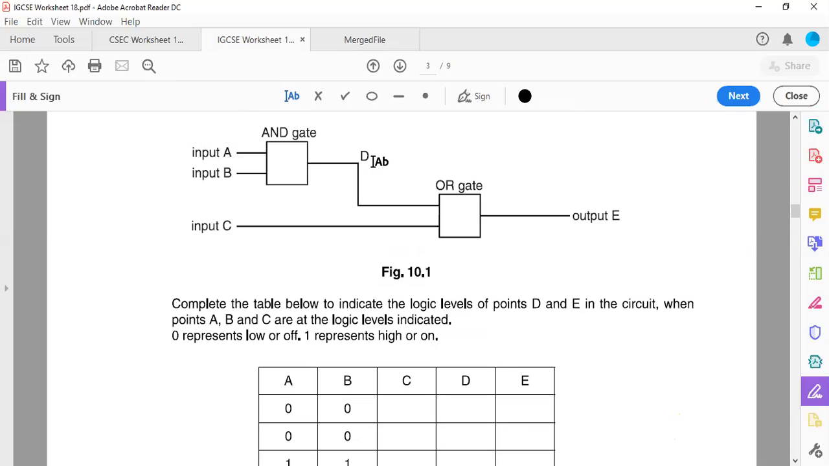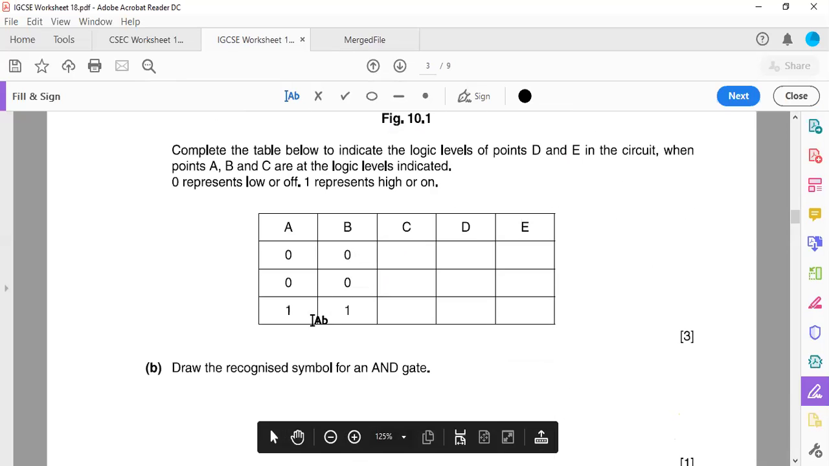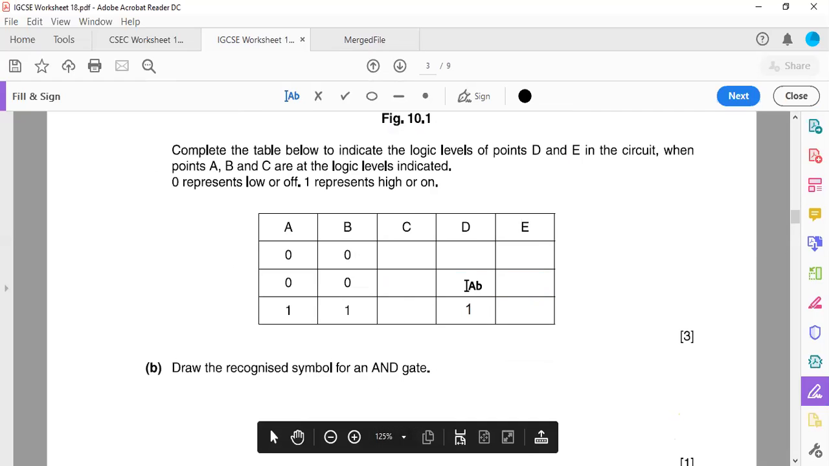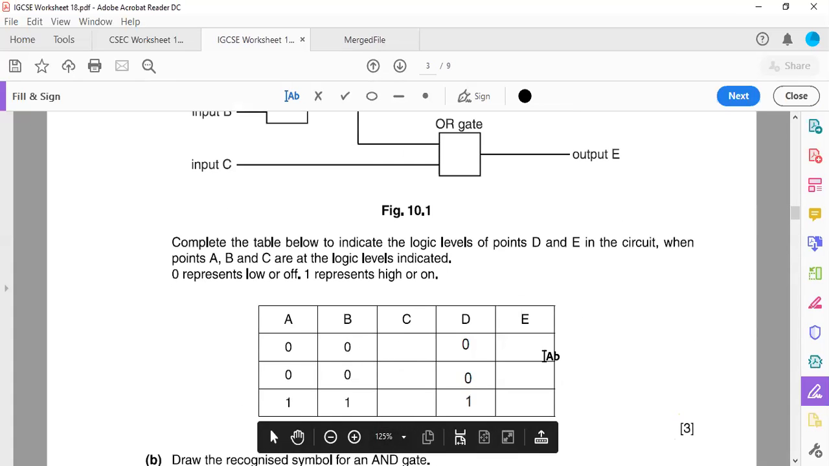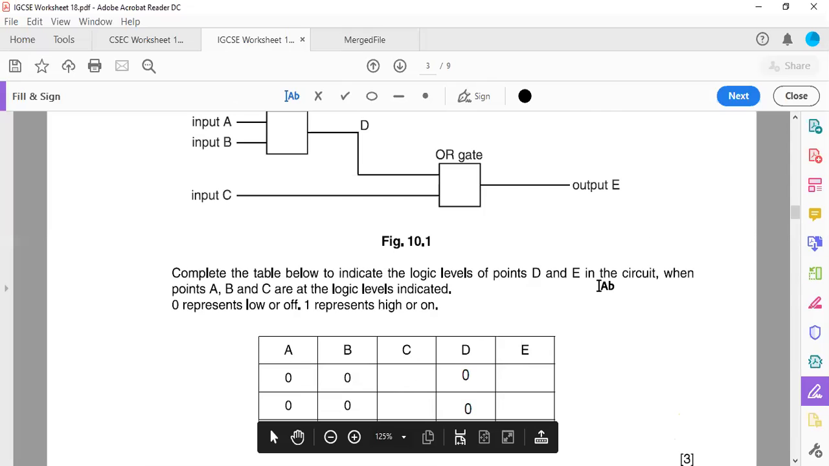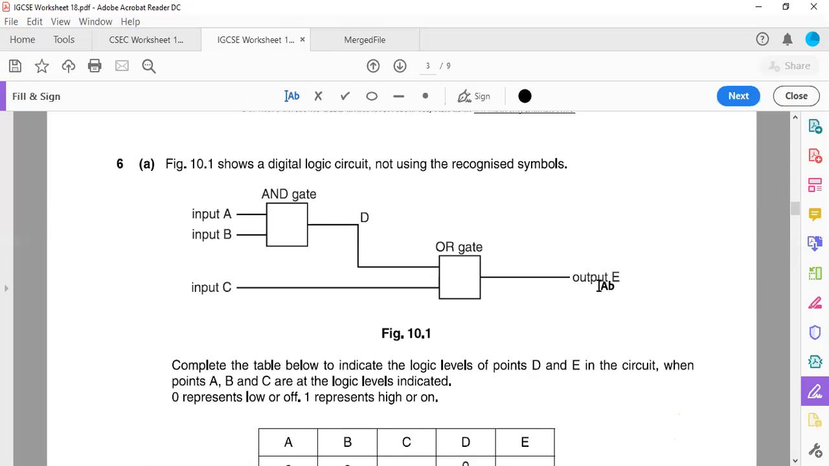For D, your output is D, between A and B. So between A and B, which one is 1 here? This row. So you're going to have 1 for this row here. Every other row is going to be 0 because the other inputs are 0. See that? A and B is 1. Both inputs must be 1 in order for the output to be 1 because it is an AND gate. Everybody else is 0, so you put 0 here. As for D, we're going to do E. Point E is here.